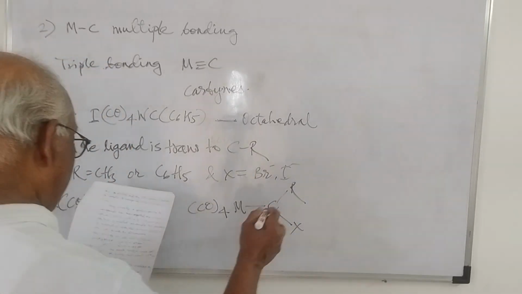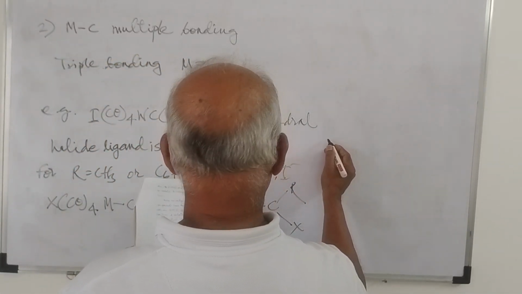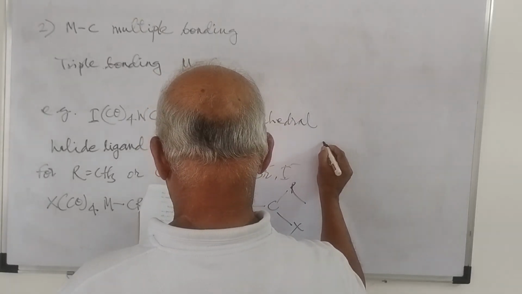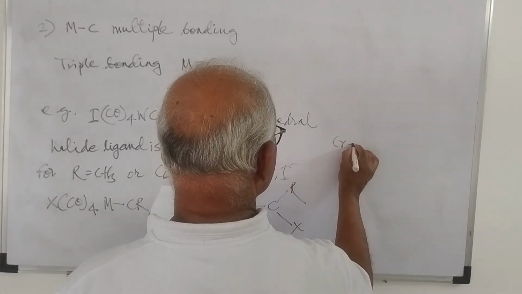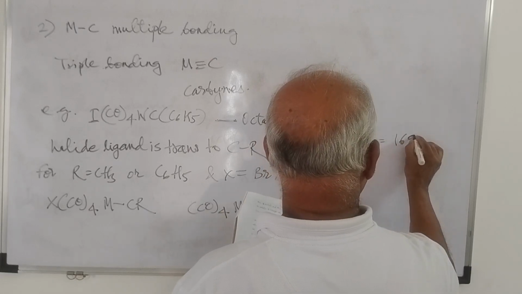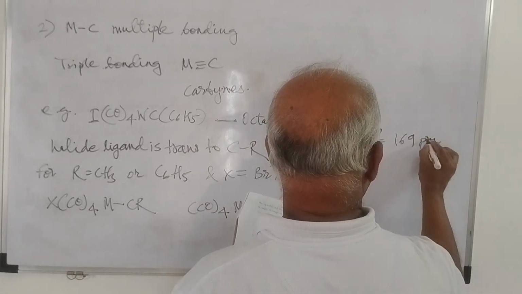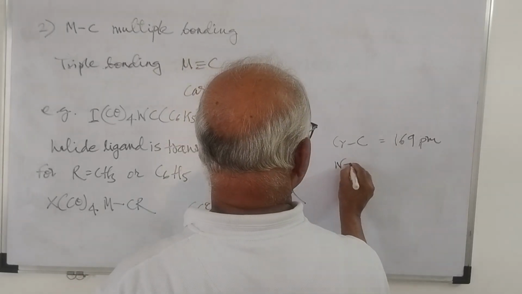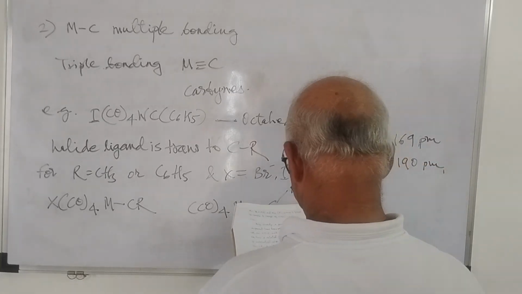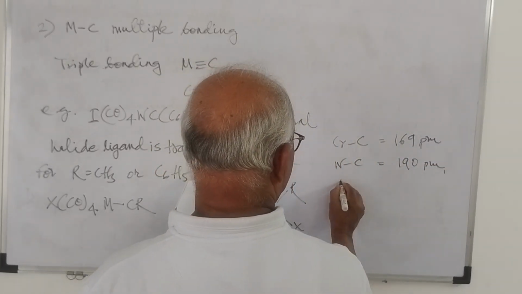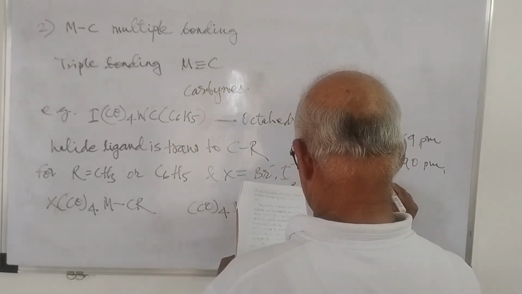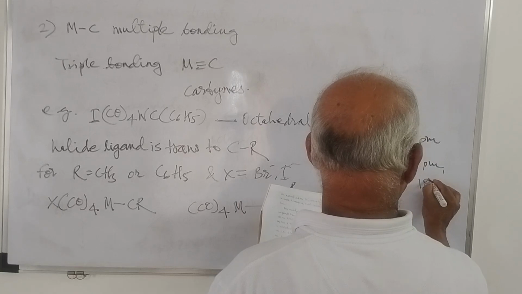In this structure, for these compounds, when we use chromium, the chromium carbon distance is 169 pm. In case of tungsten carbon, the distance is 190 pm. The bond angle, that is metal carbon R, is about 180 degrees.